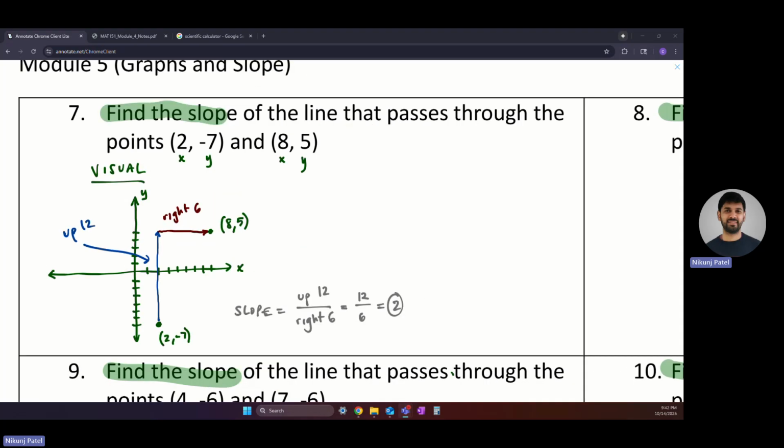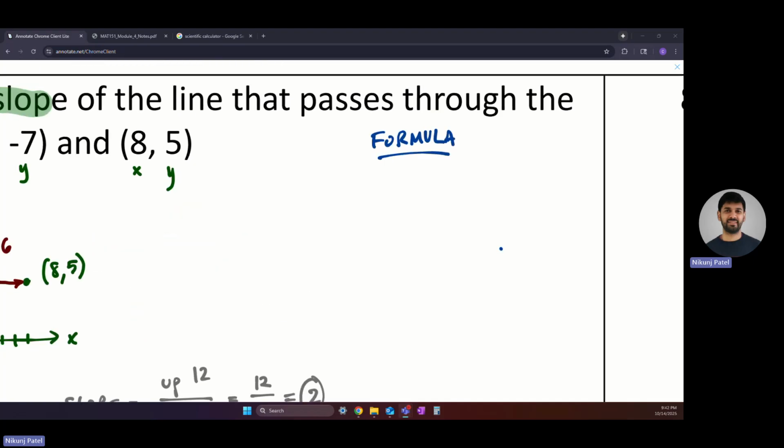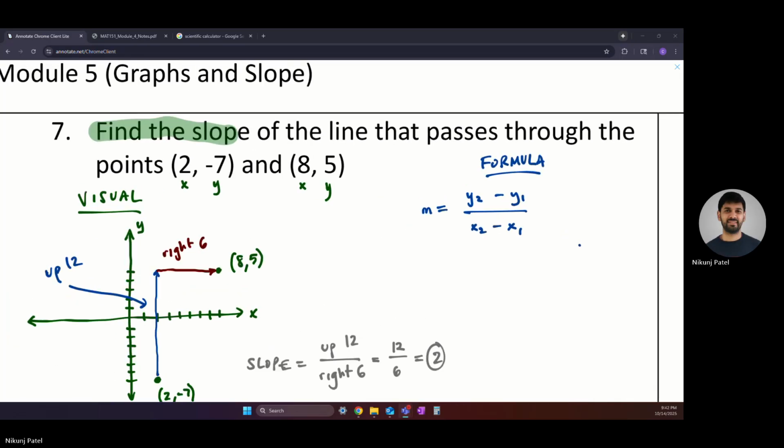If you like to use the formula, you'll also get the same answer. So it really depends on what you like. So for the formula, you would have to have this formula memorized. So it would be y2 minus y1 over x2 minus x1. Not too difficult of a formula to memorize. You just have to remember which numbers go where.